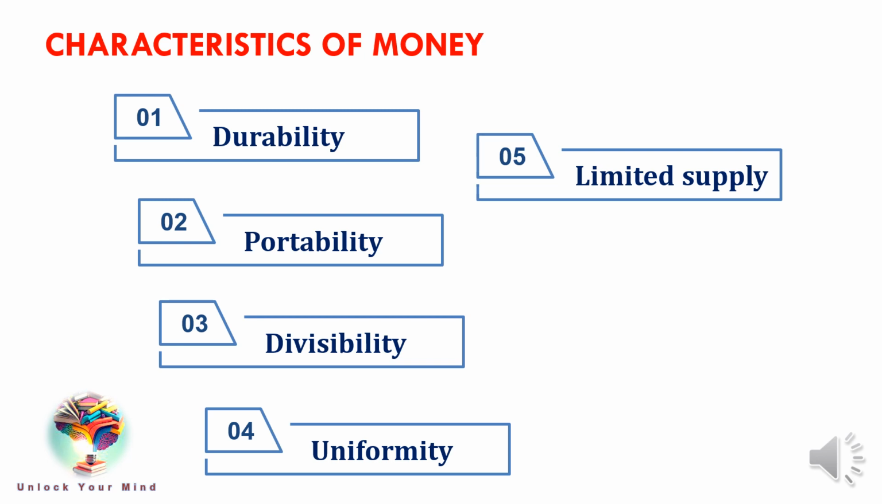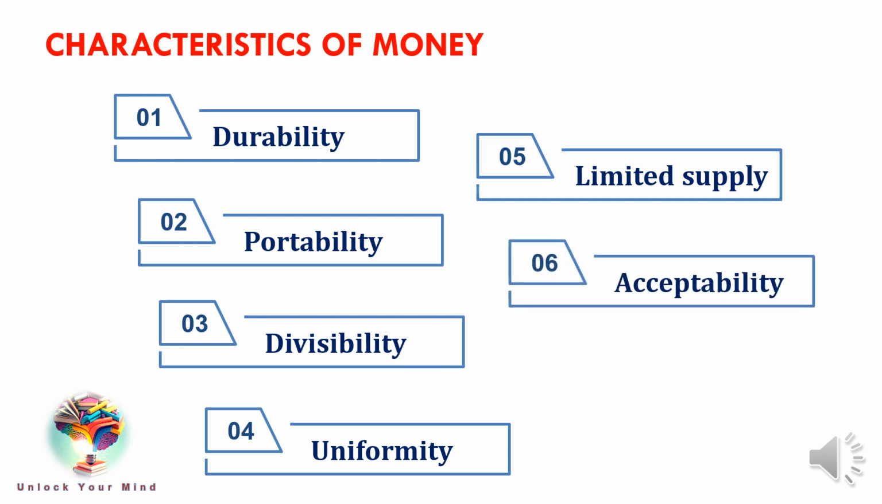Currently, most governments have the responsibility to control an adequate money supply based on the market with their monetary policies, such as expansionary monetary policy and contractionary monetary policy. The next characteristic, acceptability, supports the function of medium of exchange. The essential quality of money is that it must be acceptable to all without any hesitation in the exchange of goods and services.